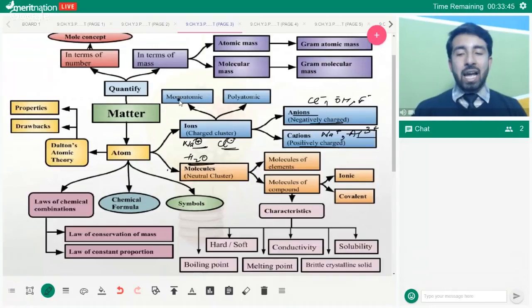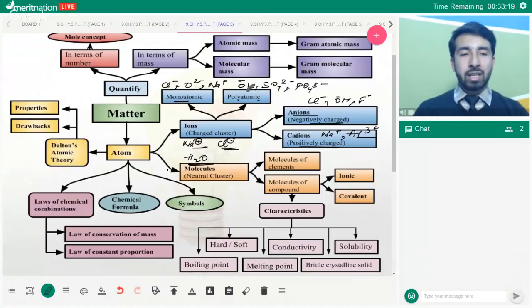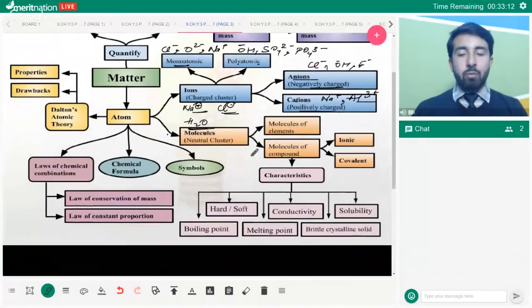Now, these ions can be monoatomic, that means containing one atom, as well as polyatomic. In case of monoatomic, the examples would be Cl minus, O2 minus, Na plus. All these are monoatomic ions. Whereas polyatomic ions include OH minus, SO4 2 minus, PO4 3 minus: the phosphate ion, sulfate ion, hydroxyl ion. Mg2 plus would be monoatomic, it's a cation.